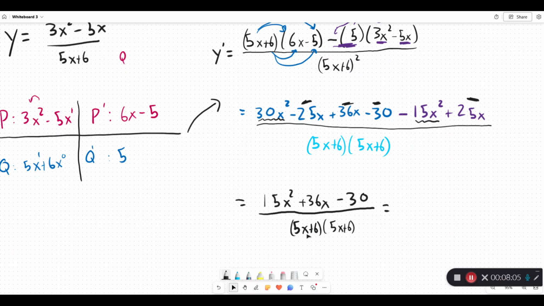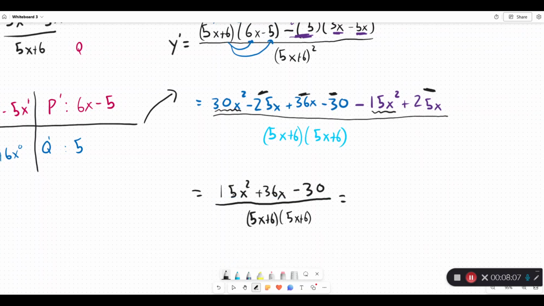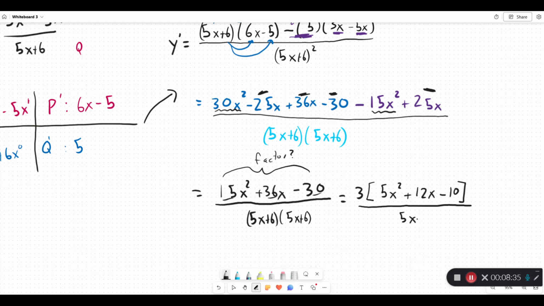Now, why haven't I expanded out the bottom? Well, I want to wait real quick, and I actually want to try to maybe factor this. It might factor quite nicely. So the first thing I want to point out, that's divisible by 3, that's divisible by 3, and that's divisible by 3. So I can pull out a 3 from each of them, and we'll get 5x squared plus, I think that's 12x minus 10, all divided by 5x plus 6 times 5x plus 6.